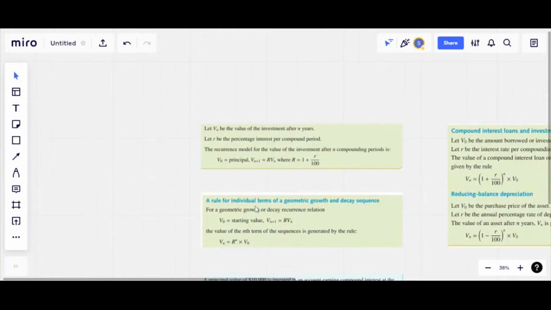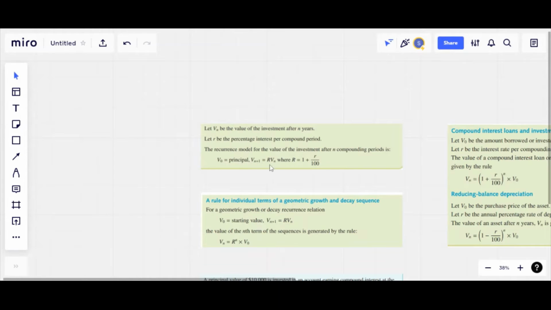So your rule for individual terms of a geometric growth and decay sequence. If you were trying to find a specific value, so after 6 payments of your compound interest loan, what your value would be, you would use something like this. So we've still got V0 as our starting value, our initial value. And then we will go down here.